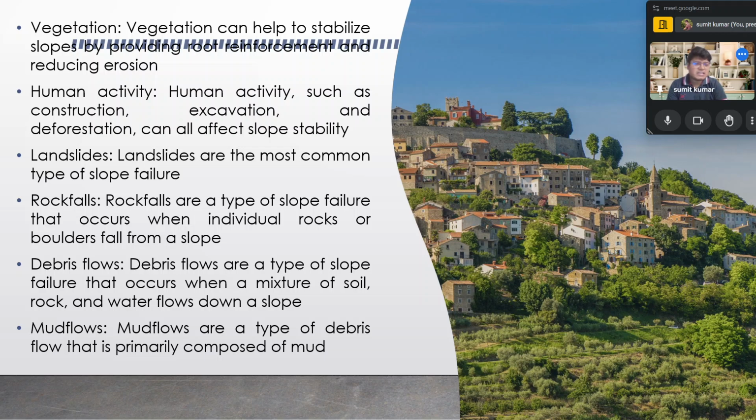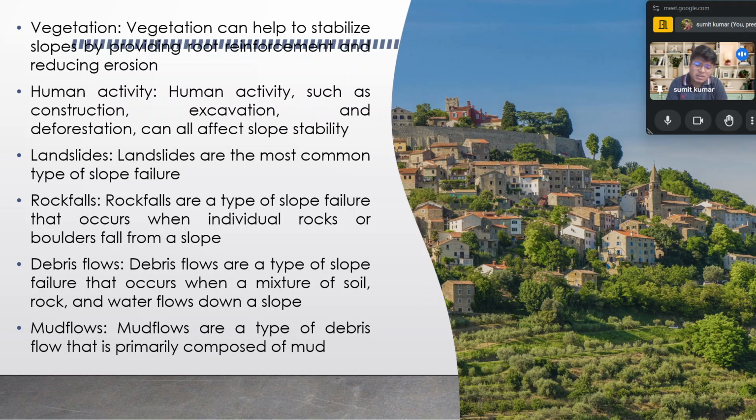Now we came to understand a new word, that is debris flow. Debris flows are the type of slope failure that occurs when a mixture of soil, rock, and water flows down a slope. So this is said to be debris flow.